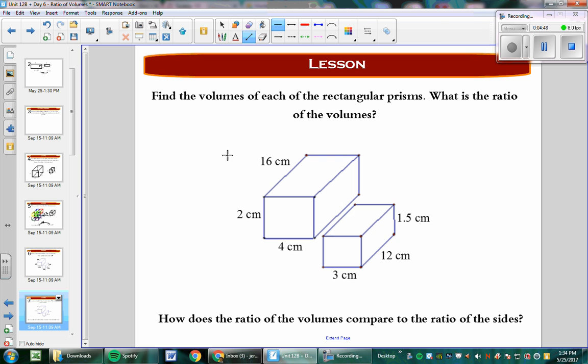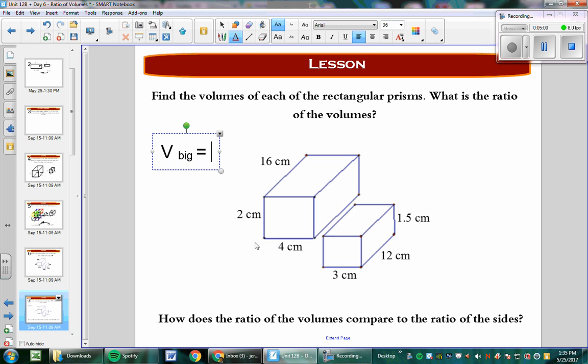All right, now it says find the volumes of each of them. So we're going to find the volume of the big one. If I do the area of the base, 4 times 16, 4 times 16 is 64. Then I take 64 times 2, because that's the height. So the volume of the big one is 128 centimeters cubed. All right, now we just have to find the volume of the small one.